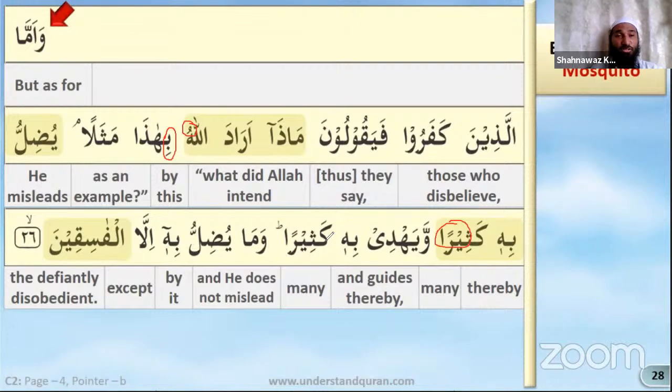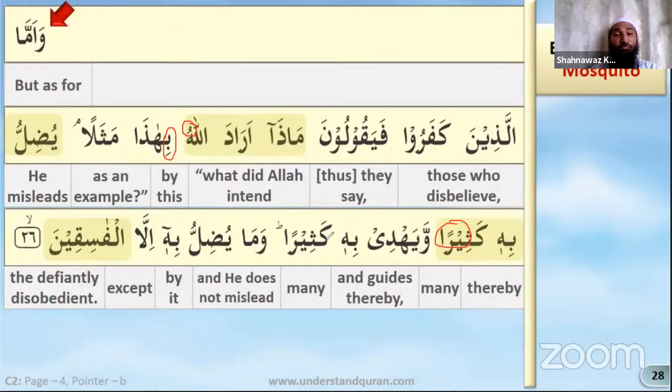First comes misguidance, because here the second part of the talk is beginning with the kafaru. Amma alladhina kafaru fa yaqulun, so they will say, madha arada Allahu bi hadha mathalan, what does Allah intend with this example? Then Allah Ta'ala is saying, yudillu bihi kathira, Allah Ta'ala misleads with it many, wa yahdi bihi kathira, and He guides with the same thing many people.